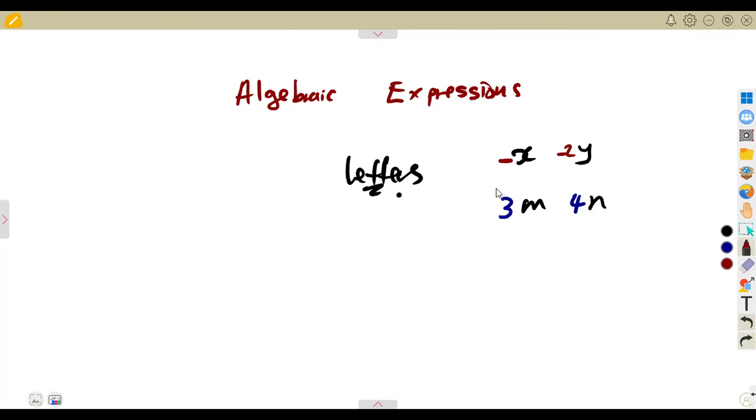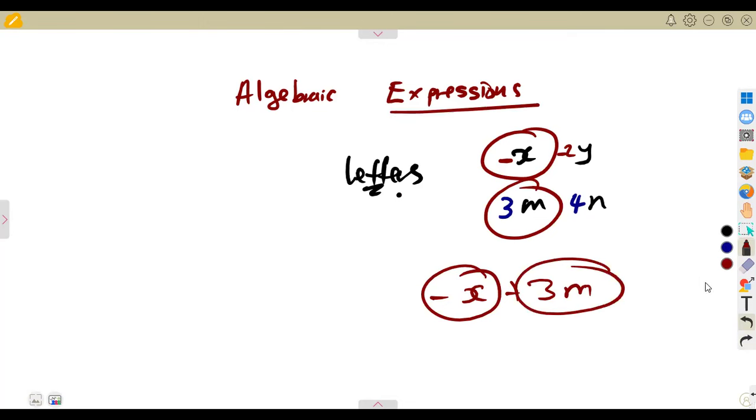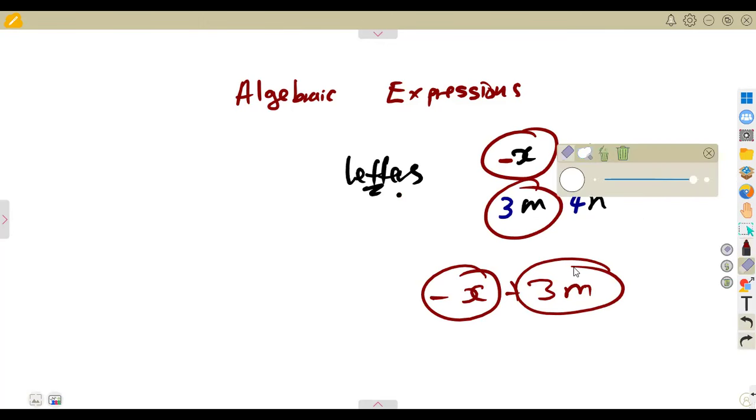So these are not expressions, these are terms. But when we combine this and this, like minus x plus 3m, a combination of terms gives us an expression. So we now have what we call an algebraic expression.